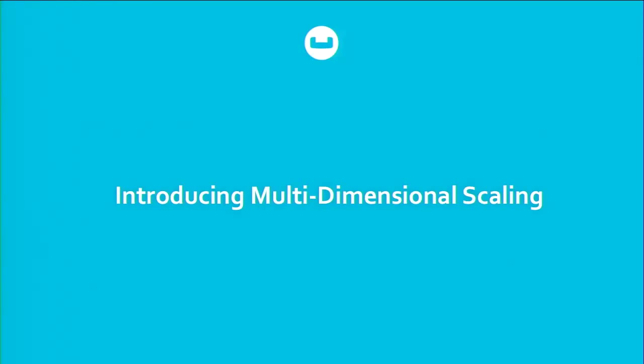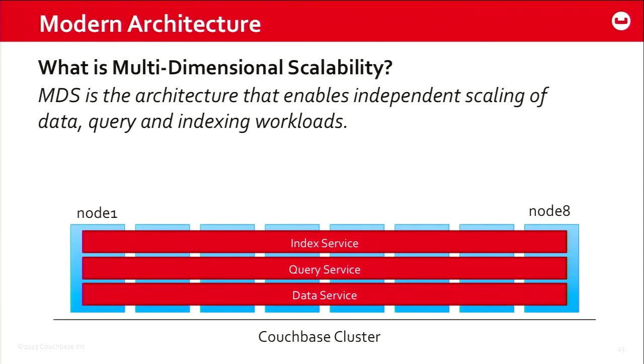And this is where I introduce multi-dimension scaling. So the beauty of multi-dimension scaling is, first let's ask a question: what is multi-dimension scaling? Multi-dimension scaling enables you to separate and isolate the workloads, and scale them independently with different scalability models. That's really the awesome part of it.